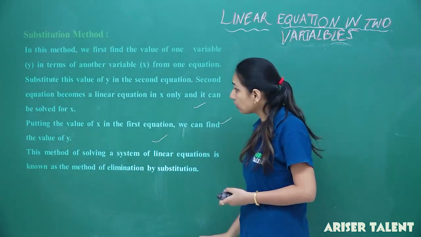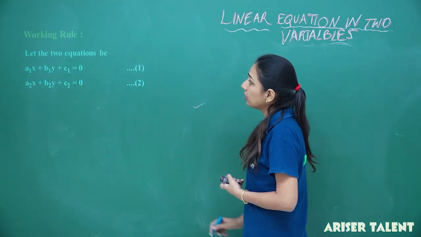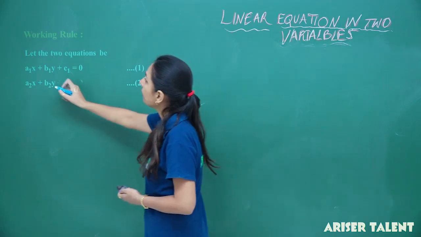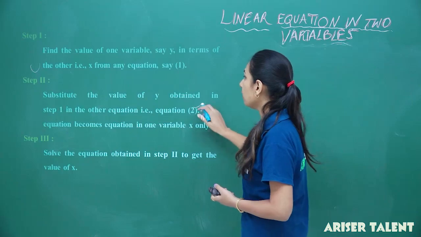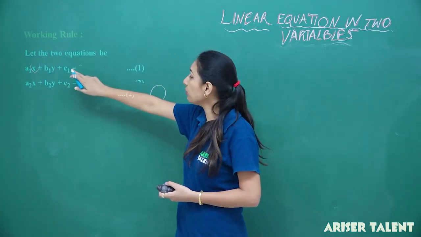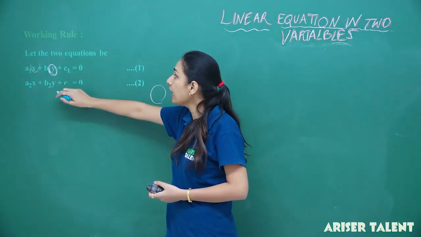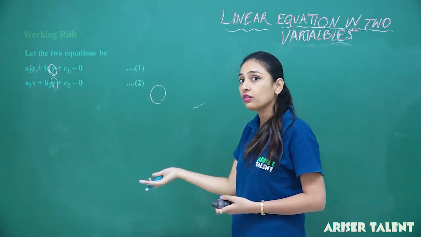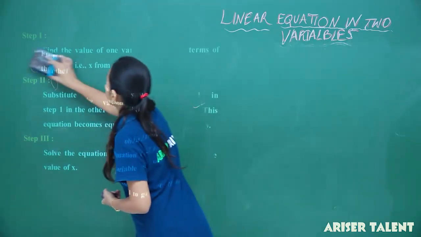right. Now, the substitution method. In the substitution method, what we did, we take these two equations and find out the value of, let's suppose, x or y. So, we find out the value of y in terms of x, and put it in equation number 2 and find the value of x. After finding the value of x, we find out the value of y. Okay, so this was about this.